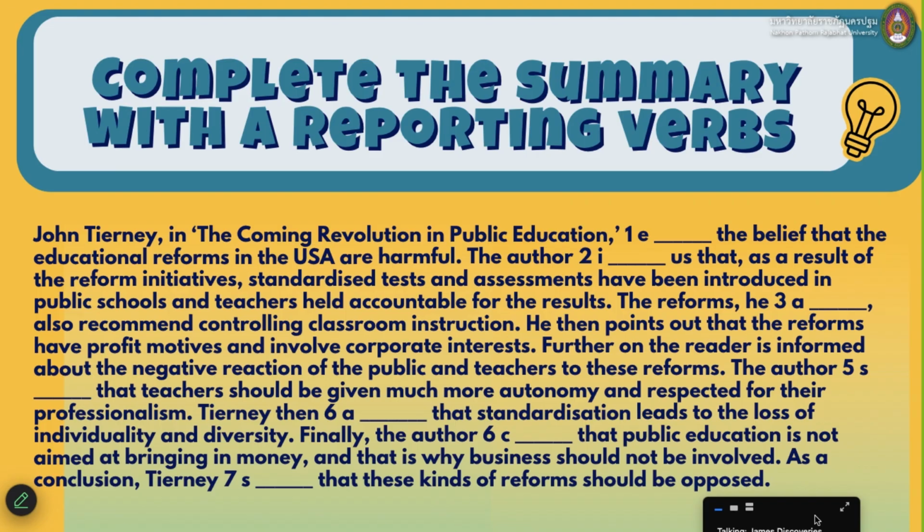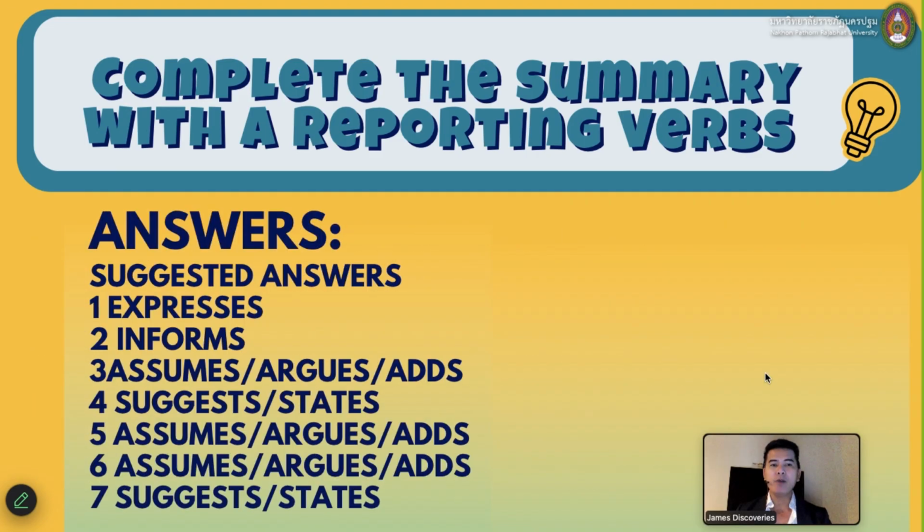The answer for number one, expresses. Number two, informs. Number three could be three answers: assumes, argues, or adds. Number four could be two: suggests or states. Number five, assumes, argues, or adds. And the same with number six and number seven, suggests or states. So you can use this kind of reporting verbs, okay, in the article that we read a while ago for making the answers. All right, good job, everyone.